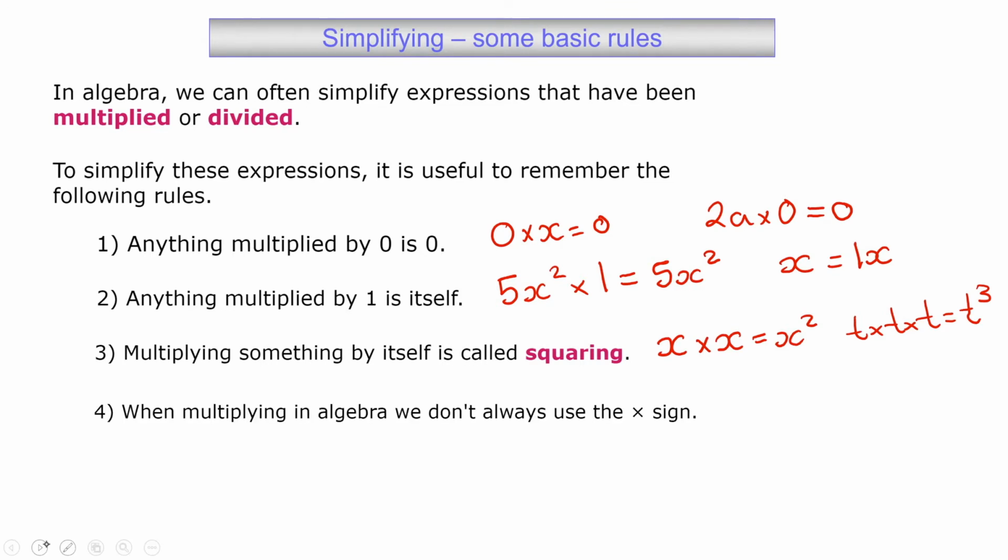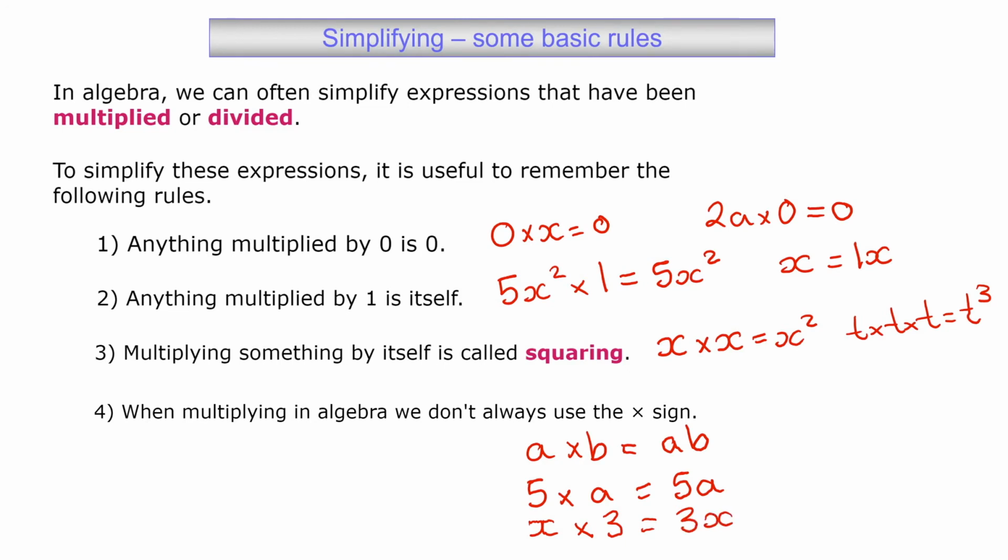Okay, and fourth then, when multiplying in algebra, we don't always use the multiplying sign, so we don't tend to see it at all, if I'm honest. So a times b would just be written as ab. If we had 5 times a, you would just write down 5a. So just remember that we don't tend to use the times sign. The reason for that is to be able to distinguish between x, which is an unknown, and then times 3, we'd actually write that as 3x. The number tends to be first. So we don't put the multiplying sign in algebra.